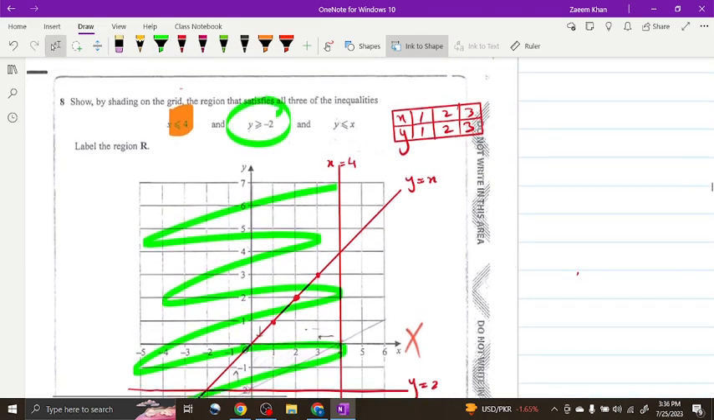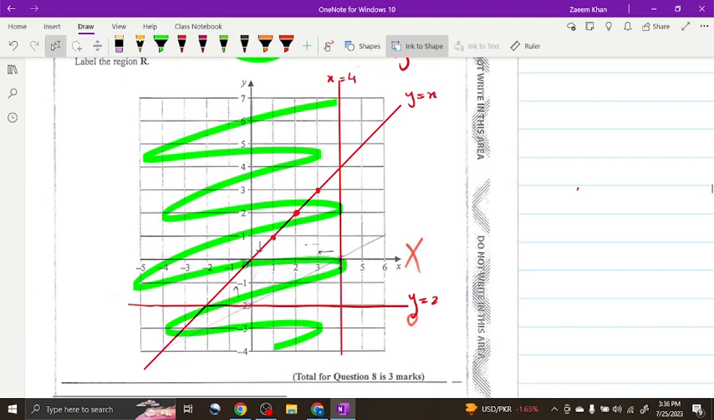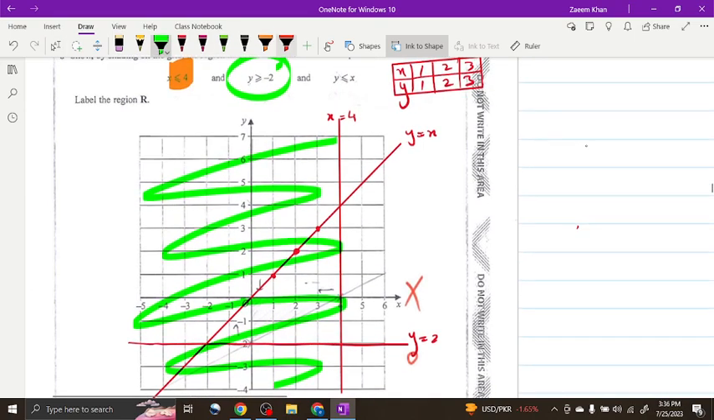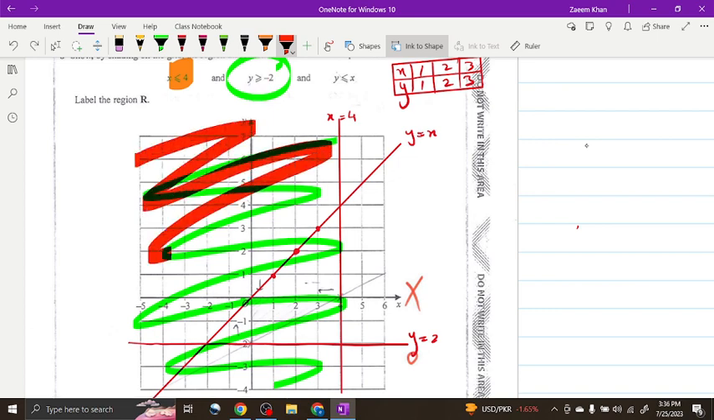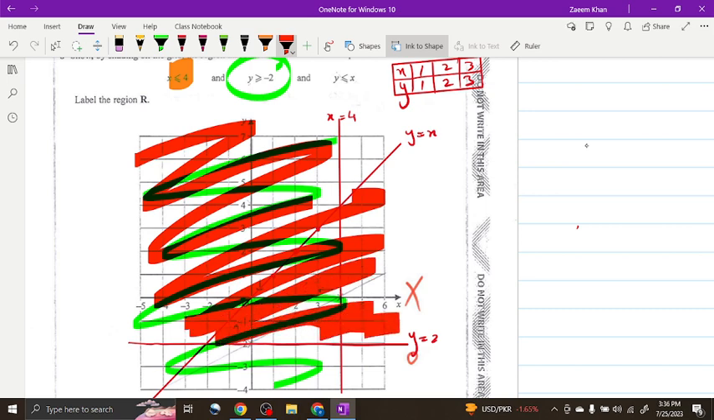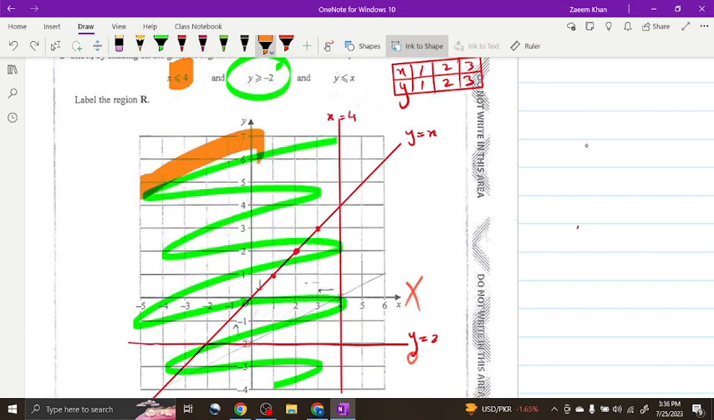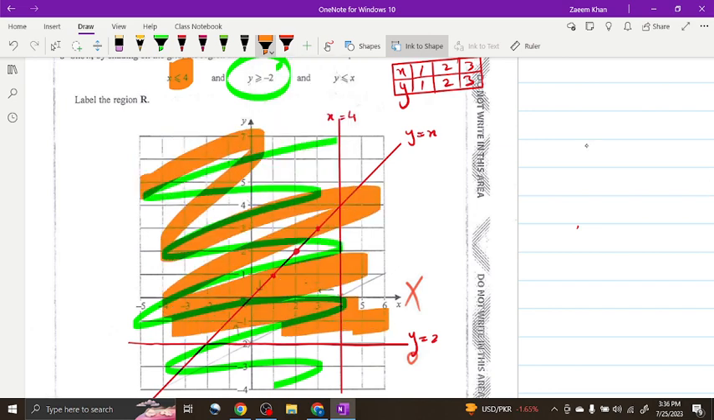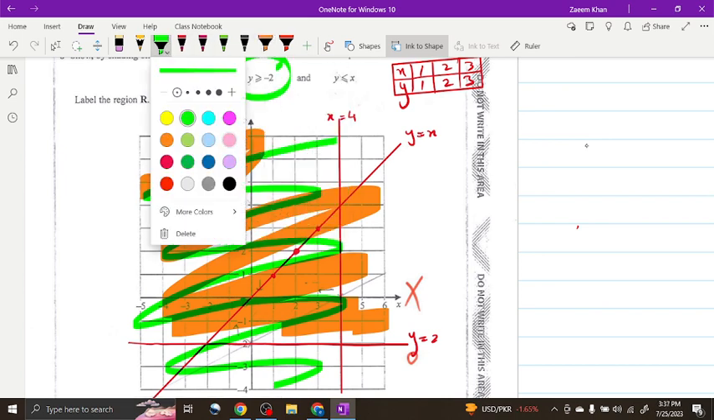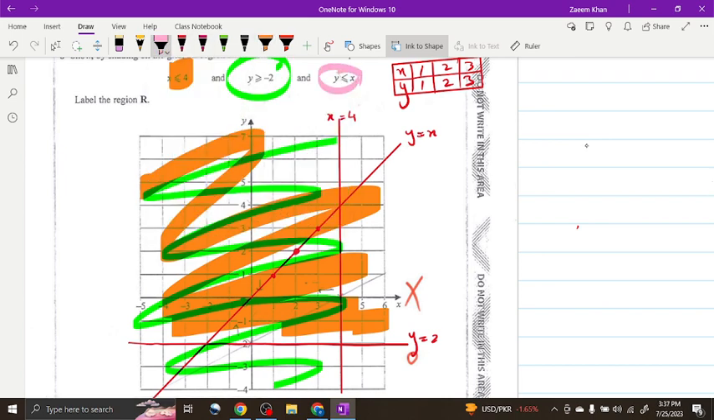y is greater than or equal to minus 2. Where do we shade? We shade above the line y equals negative 2. I'll choose another color so that we don't mess up the situation. And lastly it says y is less than or equal to x. This is the line for y equals x. Do we shade above this or below this? We shade below this.